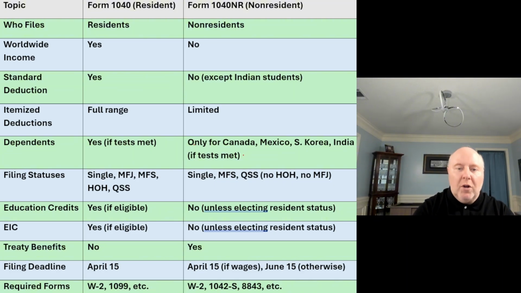Now, when we're looking at this comparison, you can see we start out with who files, worldwide income. So yes for the 1040, no if you're a non-resident, 1040 NR. We have the standard deduction, which is going to be available to a resident but not to a non-resident. We had our itemized deductions. Both the resident and non-resident can take itemized deductions, but a non-resident is going to be a little bit more restricted in terms of what is available. Filing statuses, there's a little bit of a restriction if you're a non-resident, because it doesn't include married filing jointly, and it doesn't include head of household.